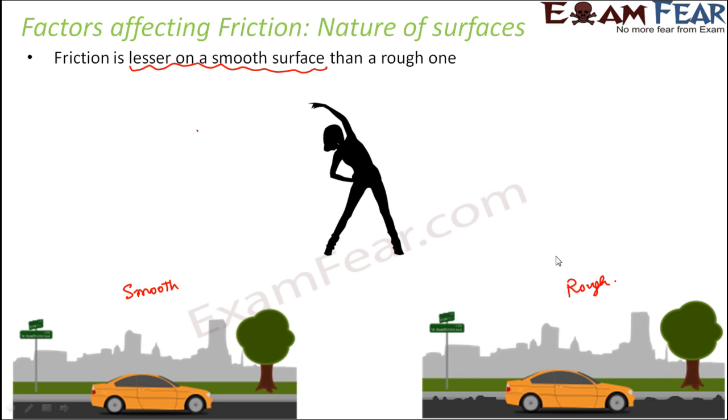That's because the friction is more here. So when the friction is more, that means the opposition to motion is more, because friction always opposes motion. So the movement of the car becomes difficult. But still, if you want to make your car move on the rough surface, you need to apply more force.